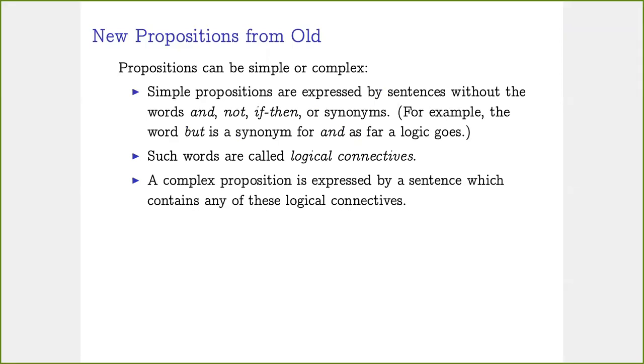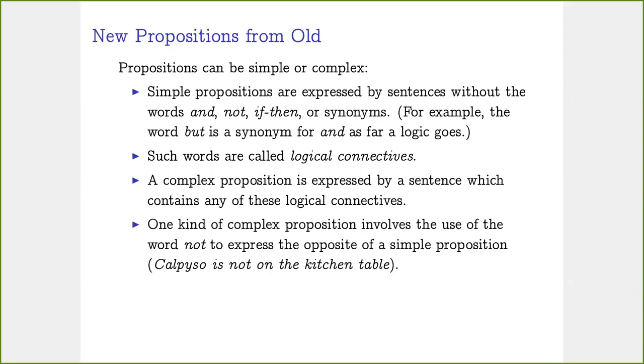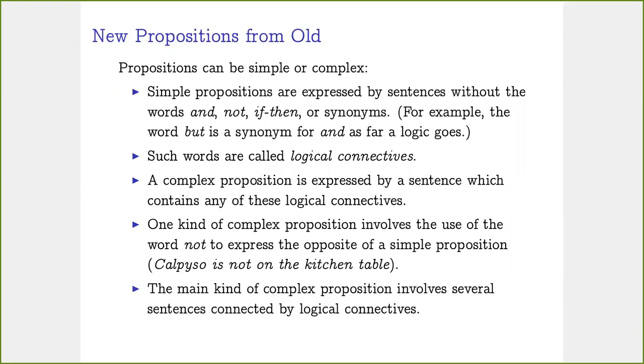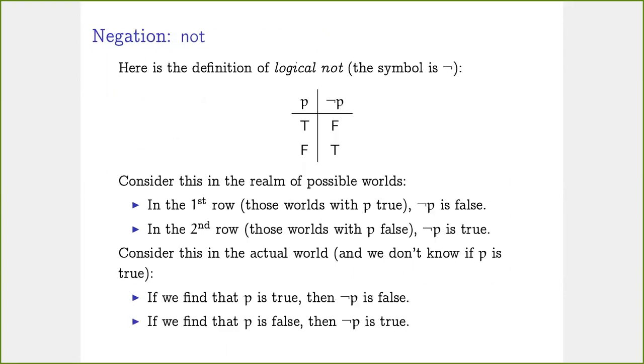A complex proposition, on the other hand, is expressed by a sentence which contains any of these logical connectives. One kind of complex proposition involves the use of the word not. If you have the proposition Calypso is on the kitchen table, its opposite is Calypso is not on the kitchen table. The main kind of complex proposition involves several sentences joined by logical connectives. Let's consider how each logical connective works.